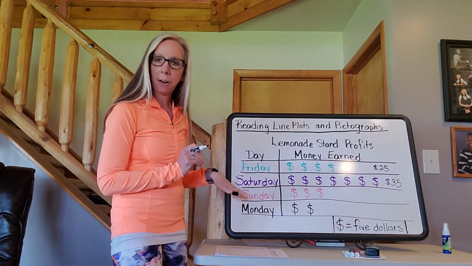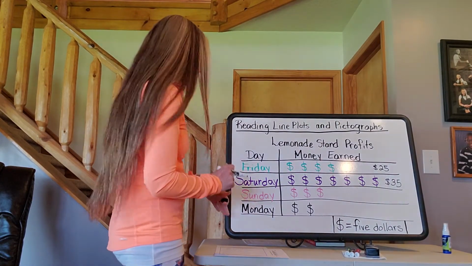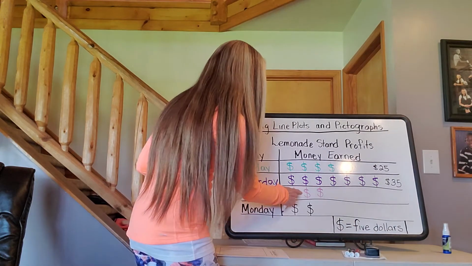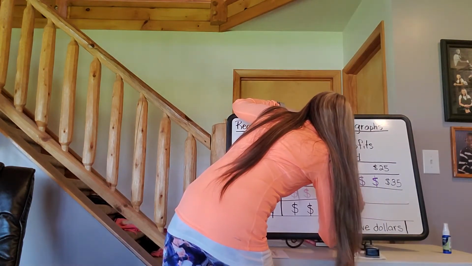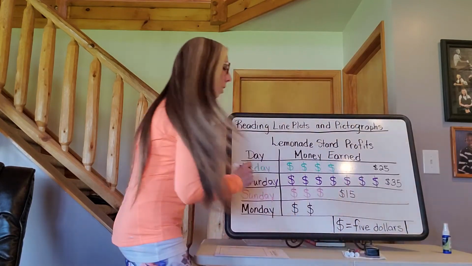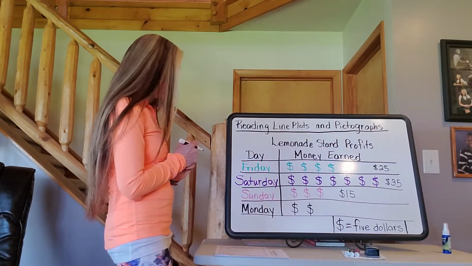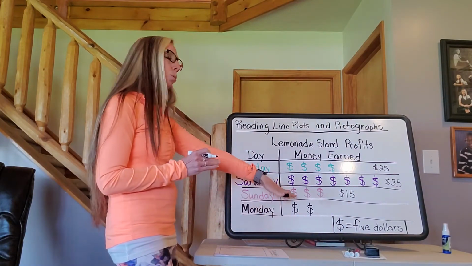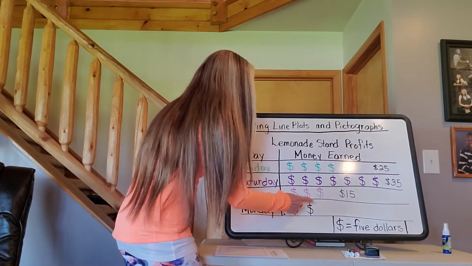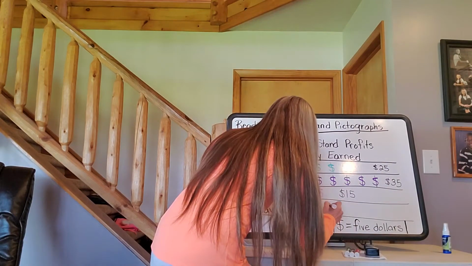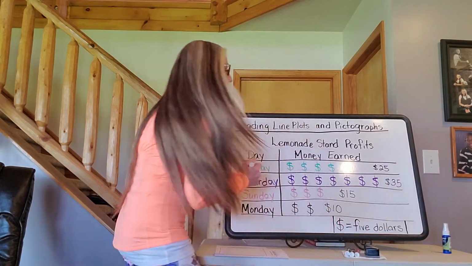Now let's count how much I earned on Sunday. So Sunday, 5, 10, 15. A little bit less, must be people weren't out that day, so only $15 I earned on Sunday. And then on Monday, ooh, a little bit less yet there. So let's count it, ready? 5, 10. So I only made $10 on Monday.